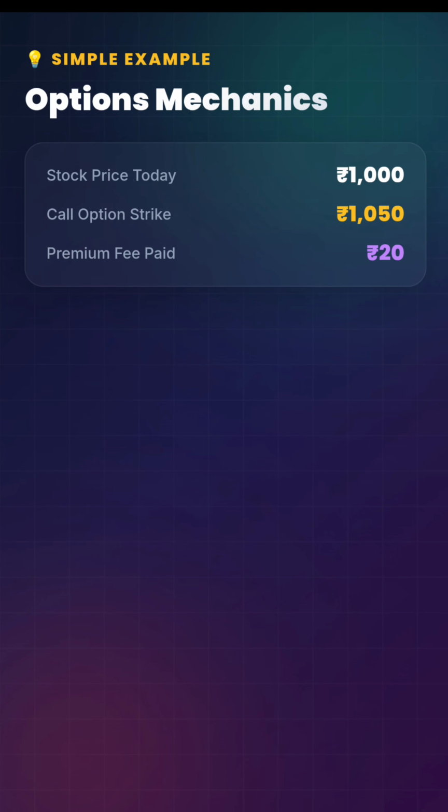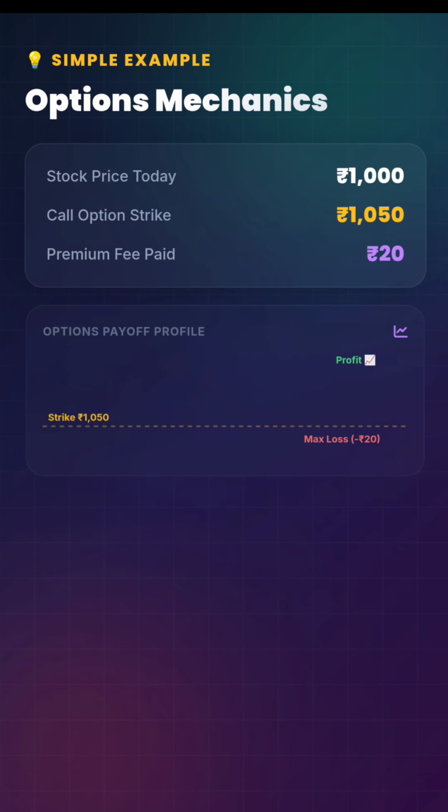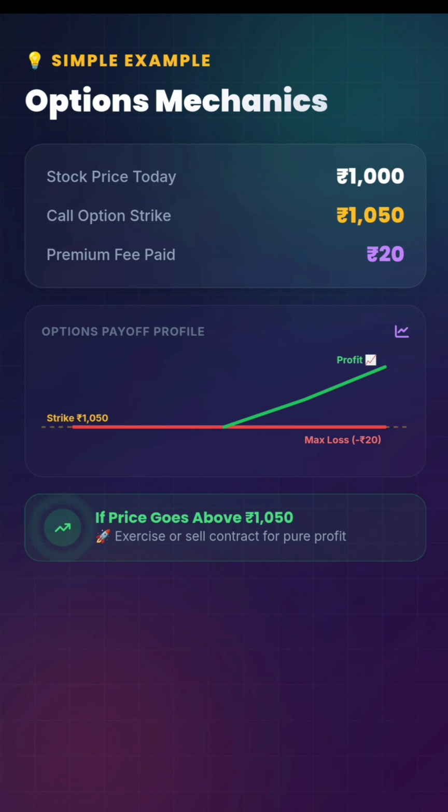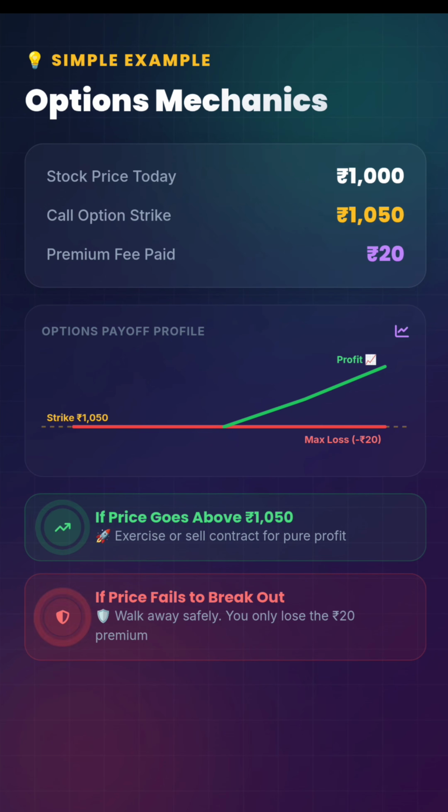Simple example: stock price is 1000 rupees, and if you buy a call option at a strike price of 1050 for a premium of 20 rupees, if the price goes above 1050, you can exercise or sell the option for profit. But if not, you only lose the 20 rupees premium. So an option is a right, not an obligation. A future is actually an obligation.